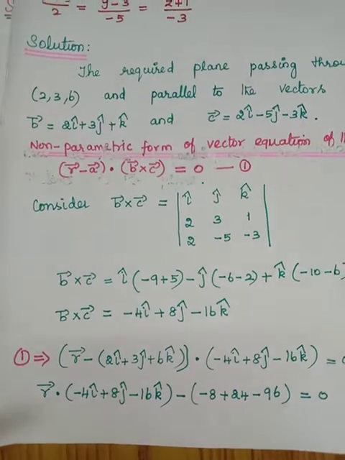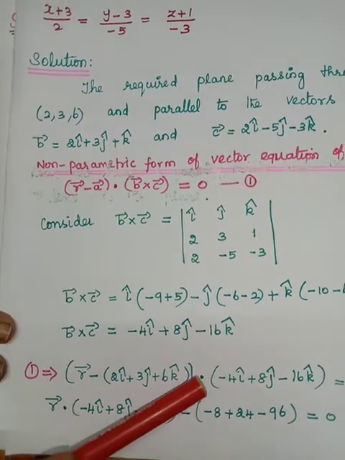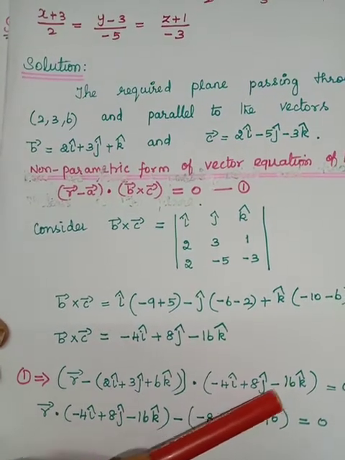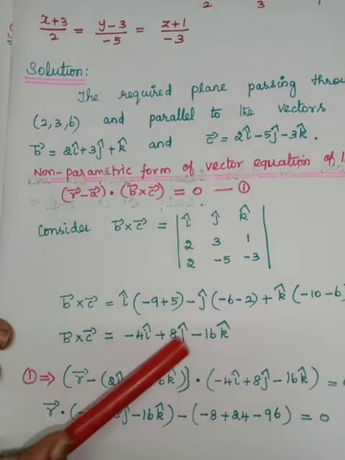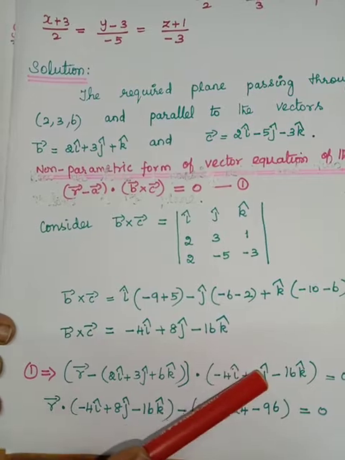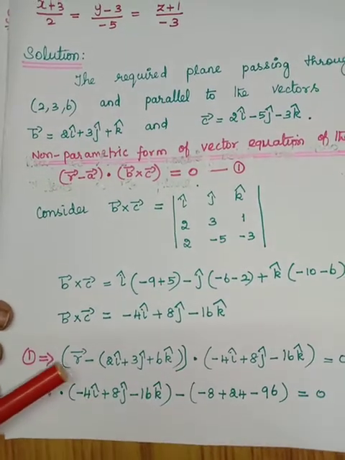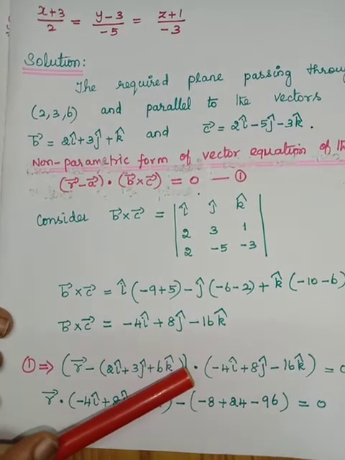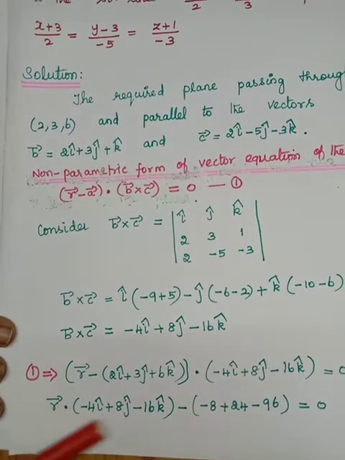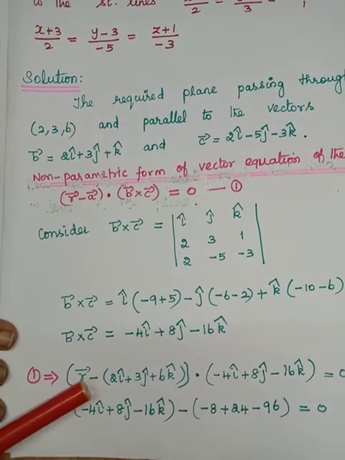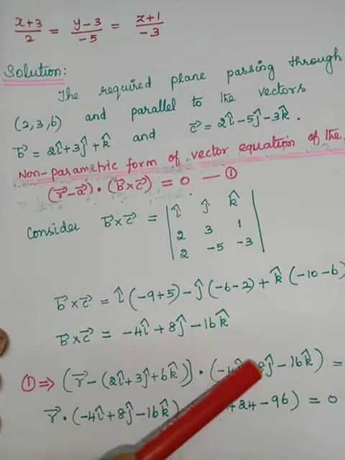Now I am going to distribute the dot product. Take this R vector dot this vector. Next, here you are having minus, so I have written the minus. R vector dot minus 4i cap plus 8j cap minus 16k cap. I am going to take the dot product between these two vectors.